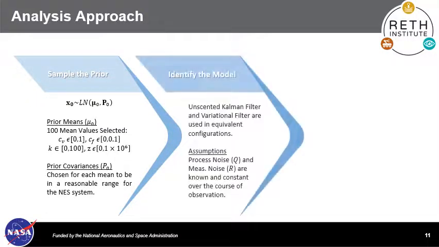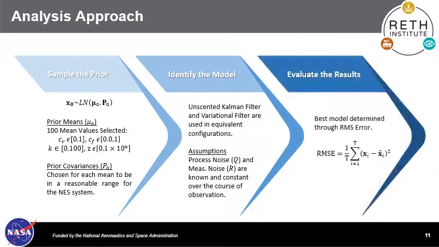Those priors then allow us to develop 100 candidate models using both the unscented Kalman filter and the variational filter frameworks. We finally determine the best candidate models through a comparison of the true system observations with results simulated with respect to the mode of the posterior on the parameters.